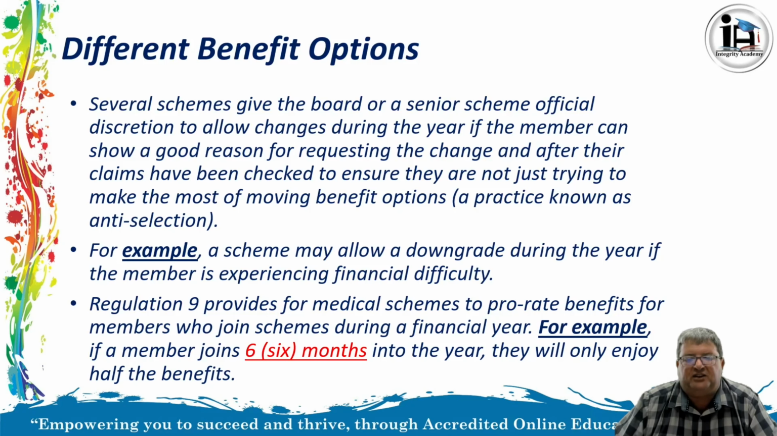Regulation 9 provides for medical schemes to prorate benefits for members who join schemes during a financial year. For example, if a member joins 6 months into the year, they will only enjoy half of the benefits because they haven't contributed since the beginning of the year to get all the full benefits.